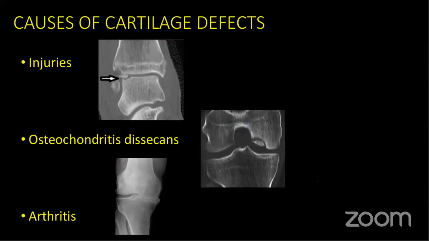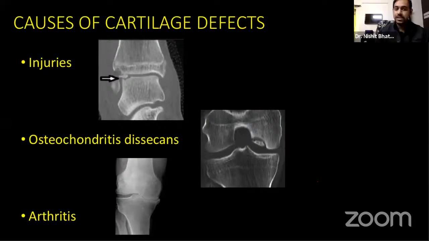So most commonly, it can occur with an injury like a sports injury leading to an osteochondral fracture, where a piece of the bone as well as the cartilage has broken off. It can also result from osteochondritis dissecans, which is very commonly seen in young athletes or adolescent athletes, where a part of the bone just underlying the cartilage becomes avascular and has a tendency to break off along with the cartilage, leading to a defect in the joint. And of course, in osteoarthritis, where there is gradual wear and tear of the overlying cartilage.